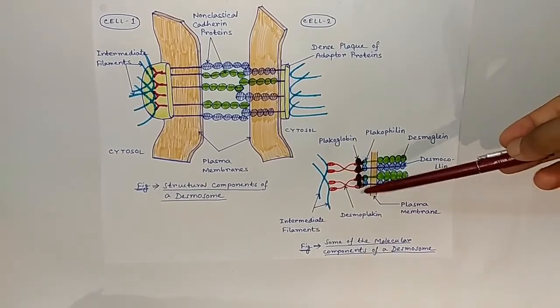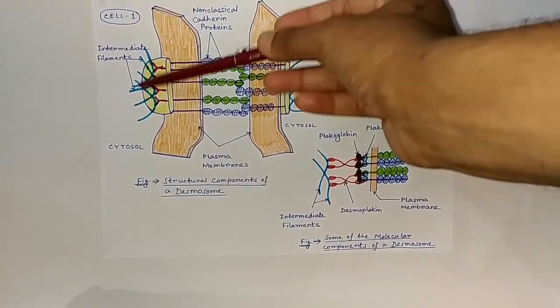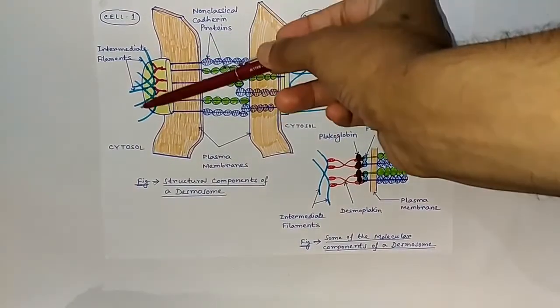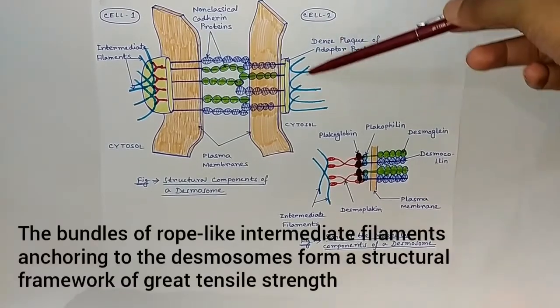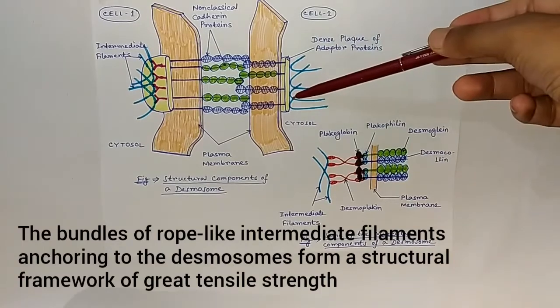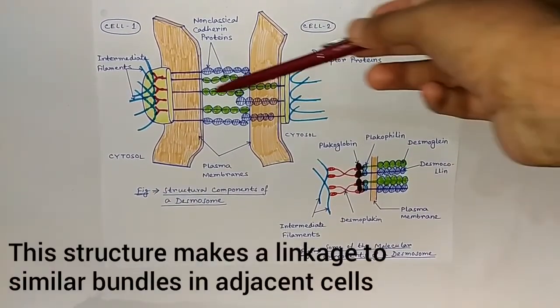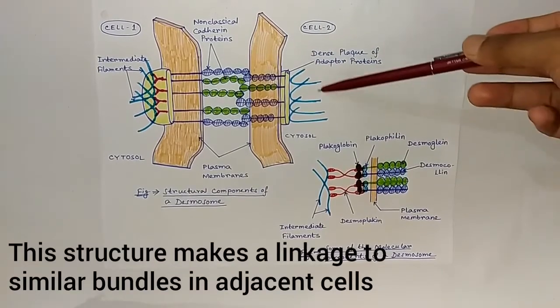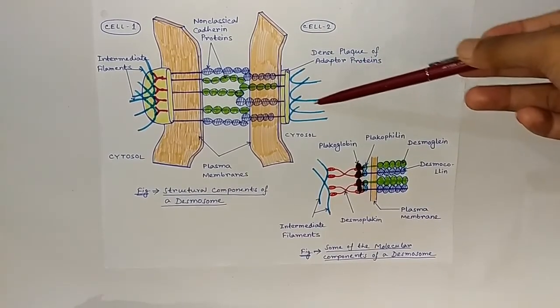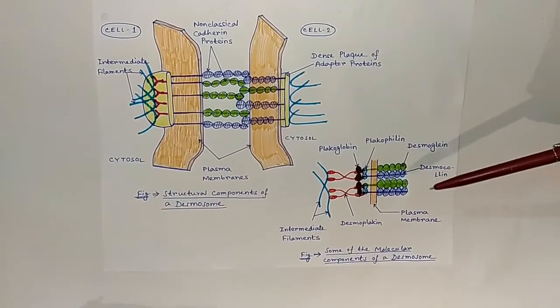In this way, the bundles of rope-like intermediate filaments that are anchored to the desmosomes form a structural framework of great tensile strength. This structure makes a linkage to similar bundles in adjacent cells. Finally, it creates a network that extends throughout the tissue.